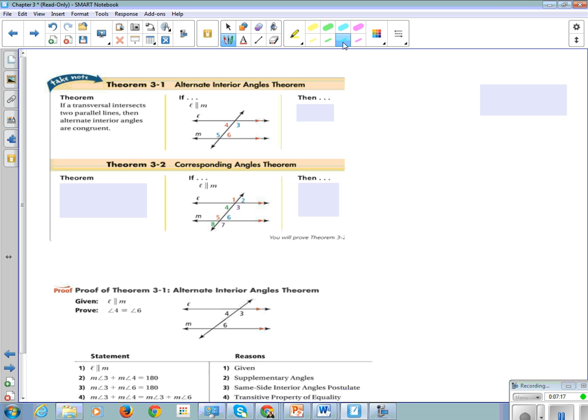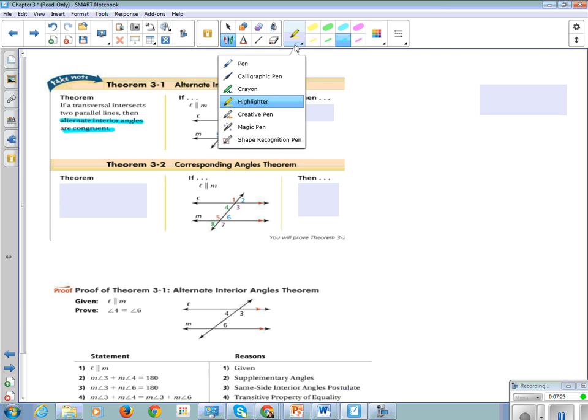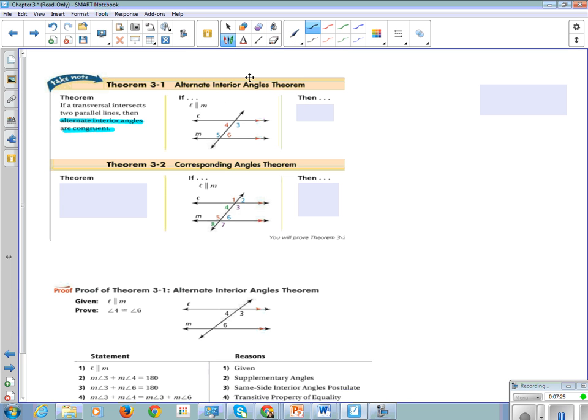But I do want you to write down alternate interior angles are congruent. And just to hammer this home, what does congruent mean again? Because it means same measure. Okay, so in this case, which ones are the alternate interiors? Looking at our picture.